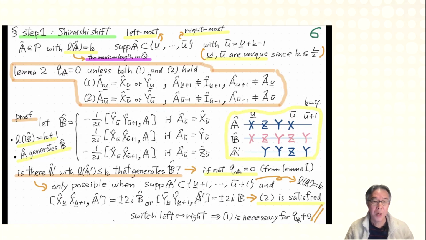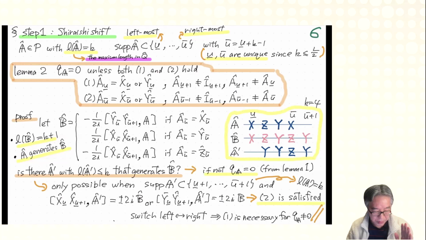Here's the proof. We define B like this. What is this? Well, we are taking a commutator with something on the support u bar and u bar plus 1. In this case, if A is this, then the rightmost site contains X, so we take the commutator with y. And then here I have this to make this a product. The result of taking the commutator with y is, of course, as we did this. By doing this, we get B, the product with length k plus 1. By definition, A generates B. The same for the other cases. So we have this relation.